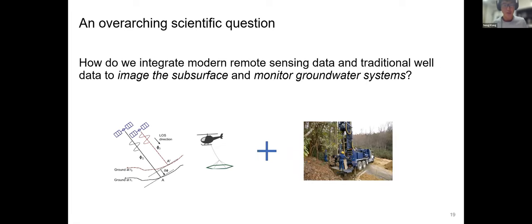So we have this high quality remote sensing data from satellite or airborne platforms, which has lots of advantages, but it also has lots of disadvantages and limitations. So my overarching scientific question is, how do we really integrate this modern remote sensing data with traditional in situ or well data to image the subsurface and monitor groundwater systems? And that's the focus of my talk today.